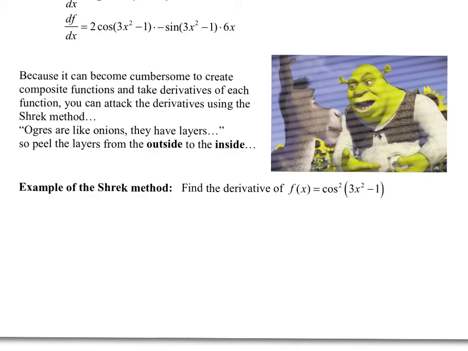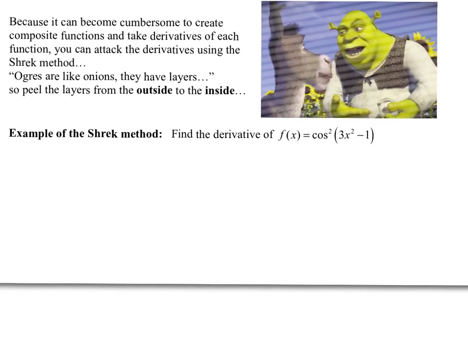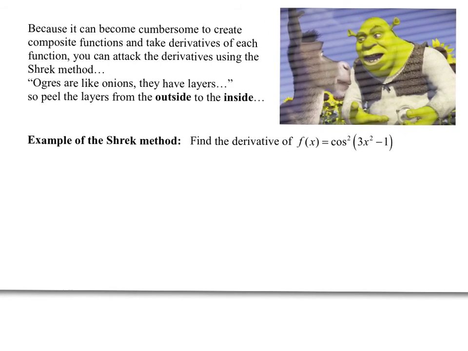Okay? Because it can be cumbersome to create all these composite functions and take derivatives of each function, you can attack this using what I call the Shrek method. Ogres are like onions, and they have layers. So you're going to peel the layers of these composite functions from the outside to the inside. So now, just like I showed you all the shortcuts for the derivative, and you were like, oh, that would have been nice to know originally, well, we're going to jump right to the shortcut for the chain rule.